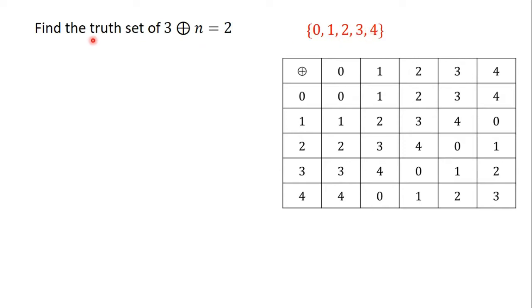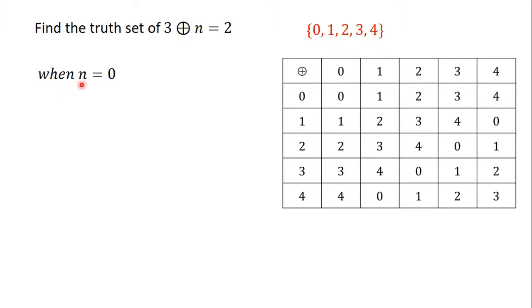The question wants us to find the truth set of 3 plus n is equal to 2. There are some values in this set that will satisfy the equation 3 plus n is equal to 2. We don't know those values. To find it, we are going to try them out one after the other to see which one of them will satisfy the equation. So we will begin with when n is equal to 0.